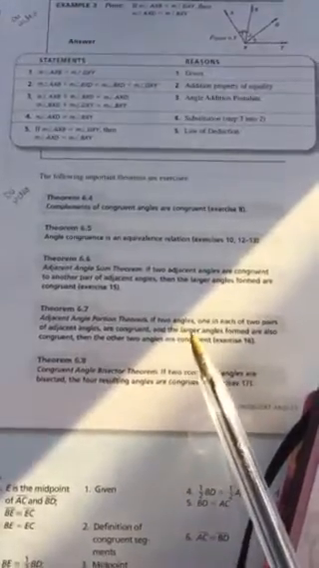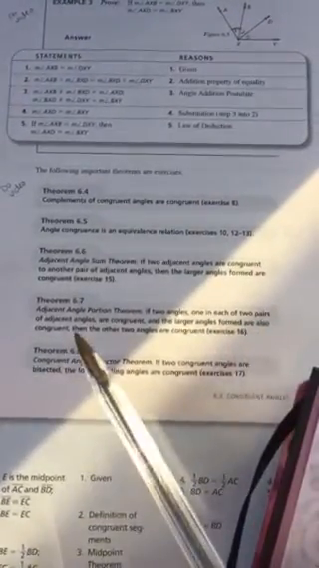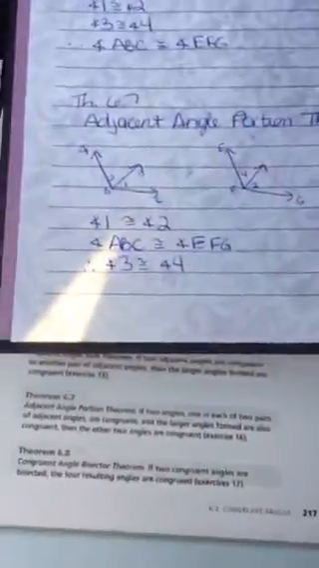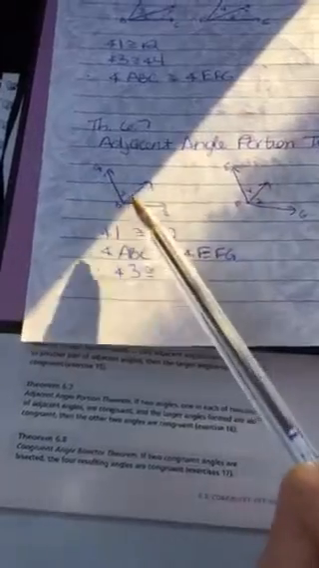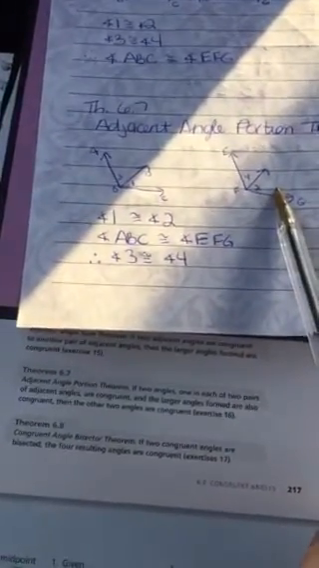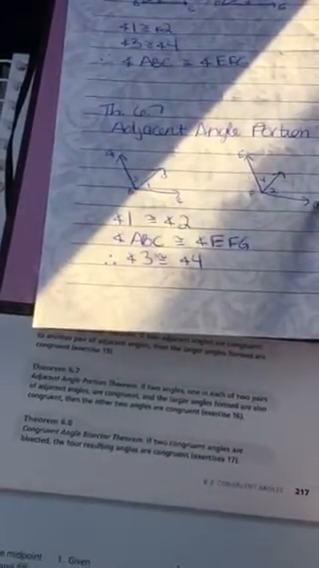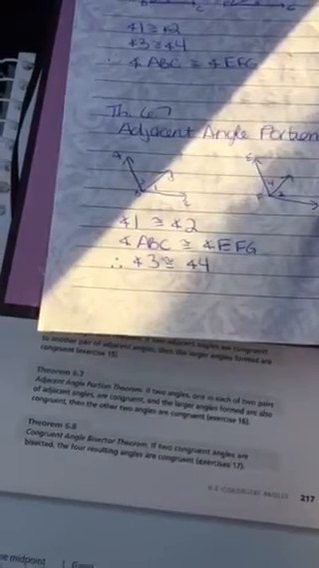adjacent angle portion theorem. So a portion means a part of. So if two angles, one in each of two pairs of adjacent angles are congruent, so I went ahead and I drew that out. Trying to see where I can put this so we can see the words and the picture at the same time. I'll do it here like this. If two angles, one in each pair of two adjacent angles, so here's my angles 1 and 3, 2 and 4. I have one pair here, 1 and 2 are congruent to each other. And the larger angles, A, B, C, and D, E, F, are congruent to each other. Then the other two angles are also congruent.